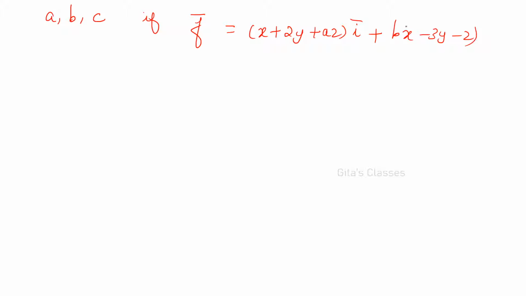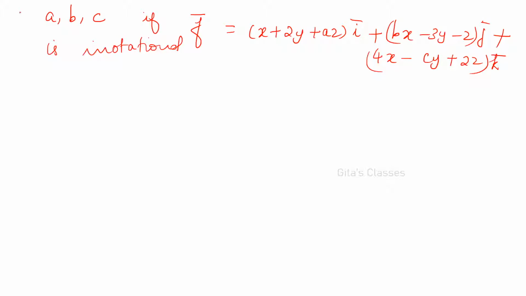Next, find the value of A, B, C if the vector f bar is equal to x plus 2y plus az i plus bx minus 3y minus z into j plus 4x minus cy plus 2z into k is irrotational. Find the values of A, B, C if f bar is irrotational.